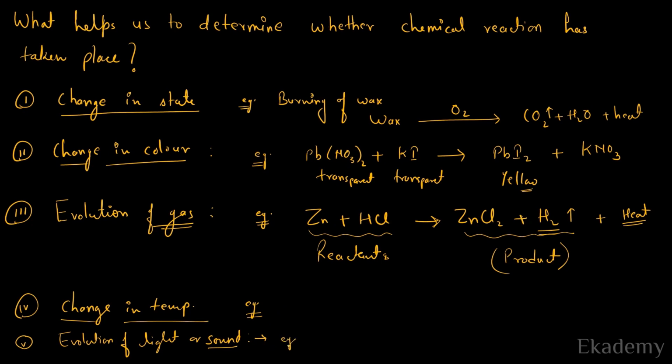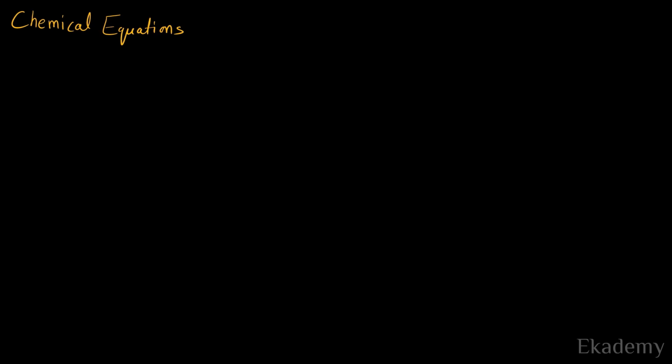So you can quote the example of burning of magnesium here, or explosion of firecrackers. Those examples you can quote over here. And so these are different parameters with which we can determine whether a chemical reaction has taken place or not. So now let us see what a chemical equation is.